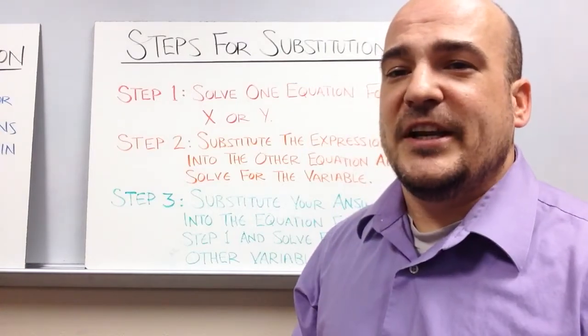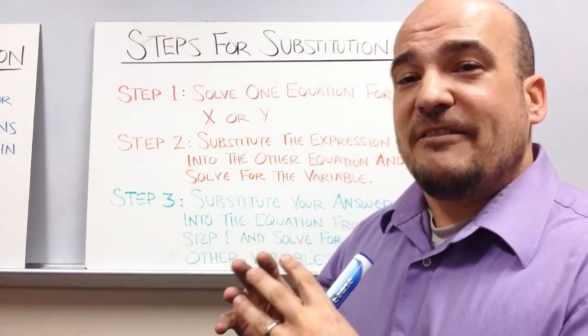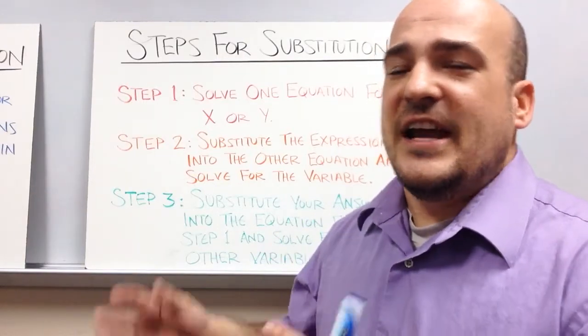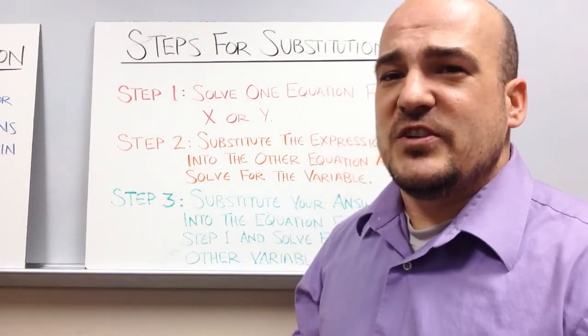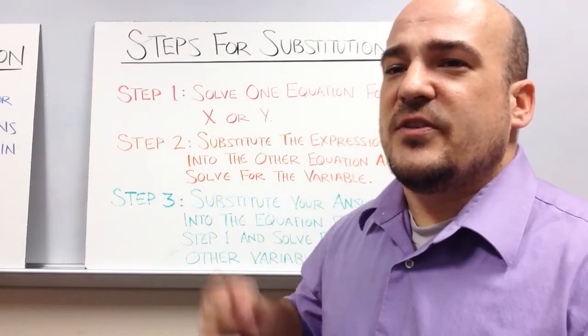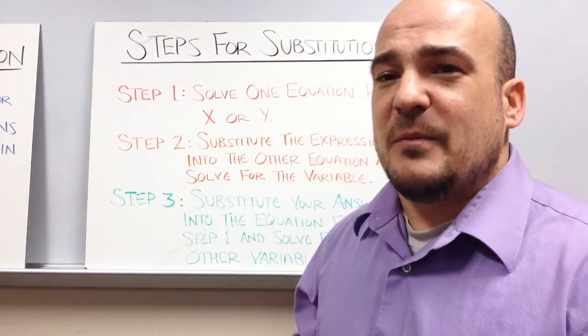Finally, step number 3 is to take whatever value you got for that variable and substitute it back into that first equation and solve for the other variable. That way you get 2 answers. You figure out what both your x and your y are equal to. So those are the 3 steps that we're going to use. Let's do a few examples to practice and see how it goes.